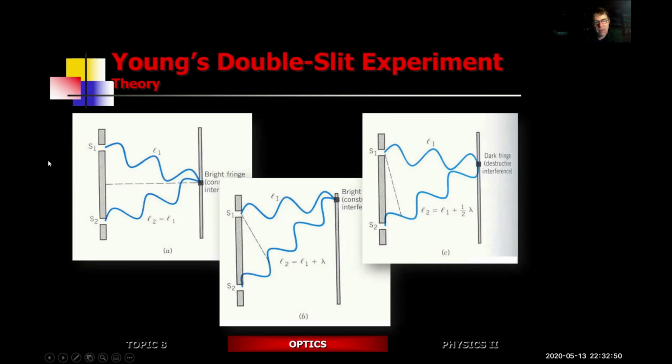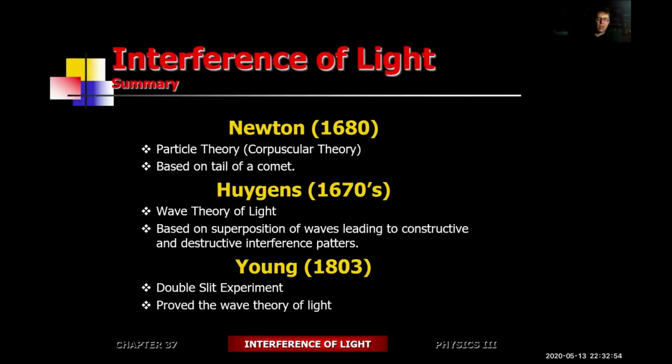So the interference of light, the waves, etc. So everything starts up with Huygens in 1670. He comes up with the wave theory of light in the 1670s. And he comes up with this theory based upon the superposition of waves leading to constructive as well as destructive interference patterns.